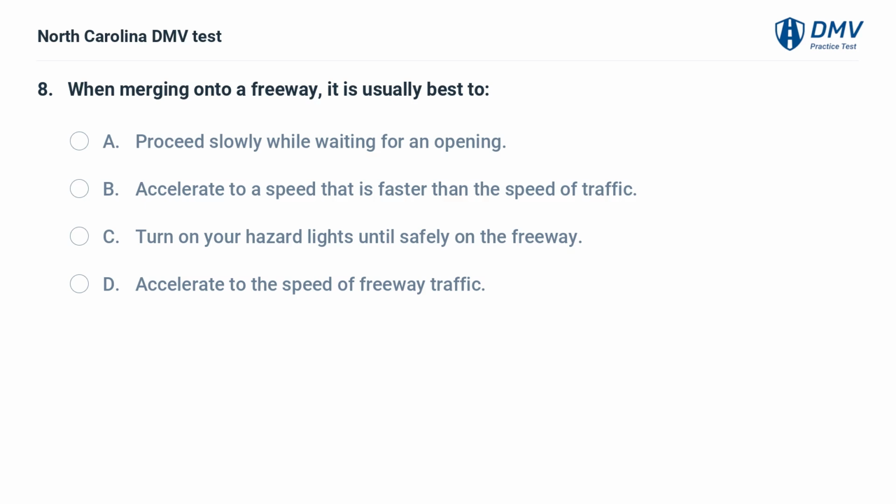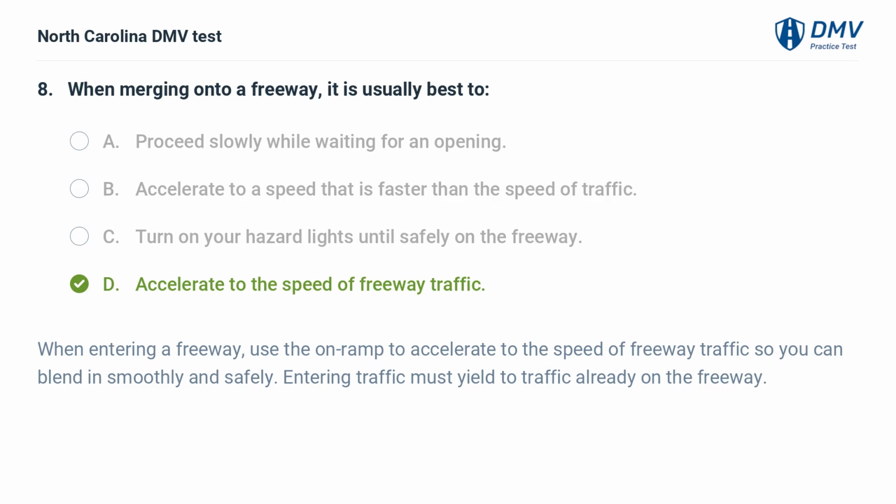When merging onto a freeway, it is usually best to A. Proceed slowly while waiting for an opening. B. Accelerate to a speed that is faster than the speed of traffic. C. Turn on your hazard lights until safely on the freeway. D. Accelerate to the speed of freeway traffic. D. Accelerate to the speed of freeway traffic.